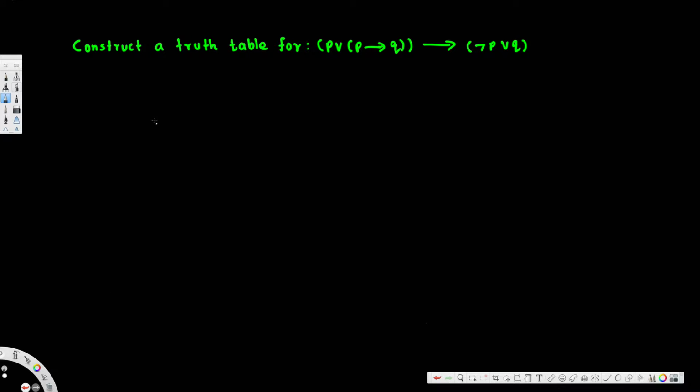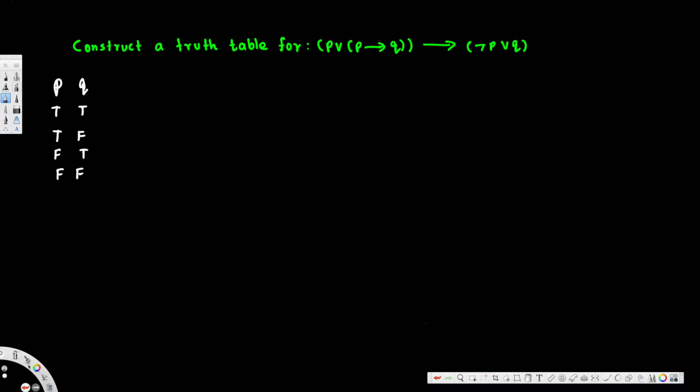Here this question is asking, construct a truth table for P or P implies Q implies not P or Q. Okay, now the first thing is we are going to start with P and Q. There are 4 possibilities you can have. Both of them can be true, one of them can be true and the other one can be false, this one can be false and the other one can be true, or both of them can be false.